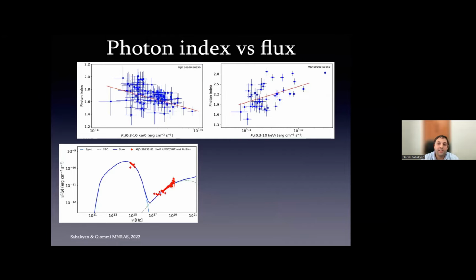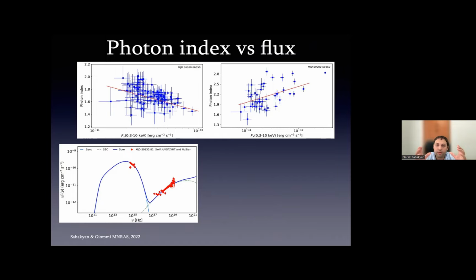But in the second flaring case, you see that together with the increase of the flux, the photon index is becoming softer, which is very unusual behavior. Let's call it the softer-when-brighter trend, and it has been observed only for a few blazars. So this simple comparison shows that these flares were caused by very different processes.